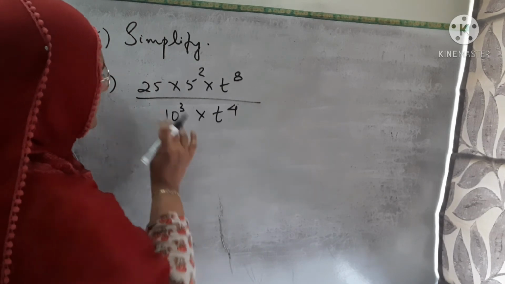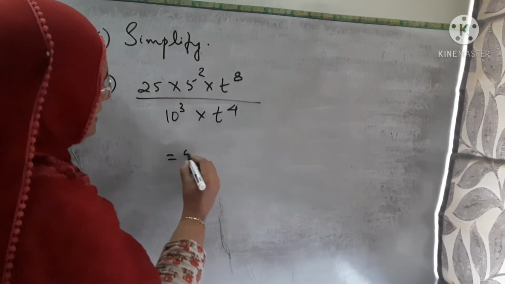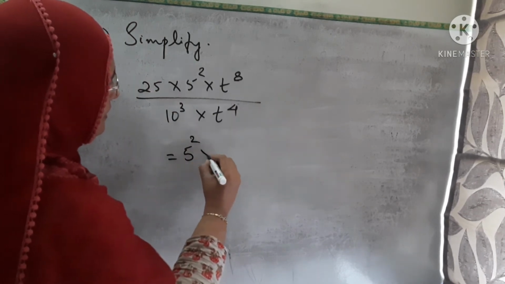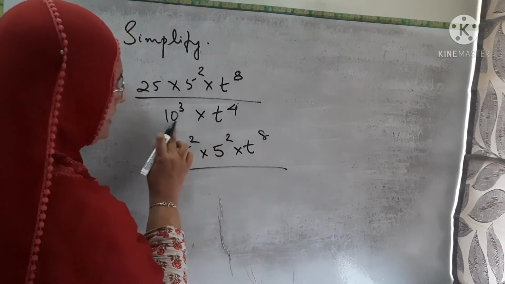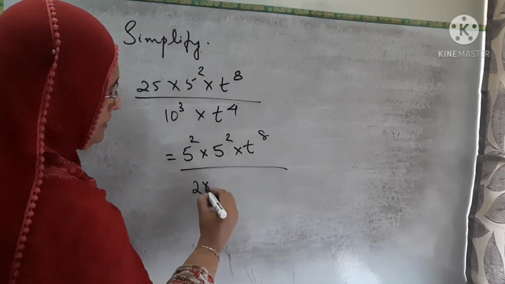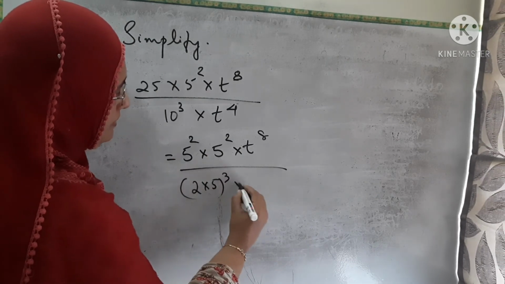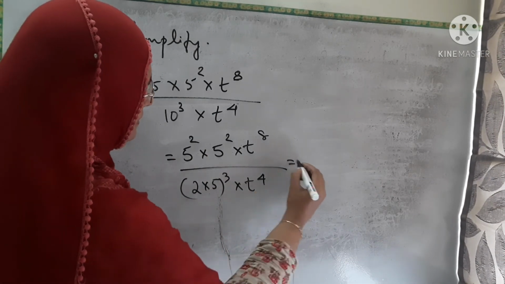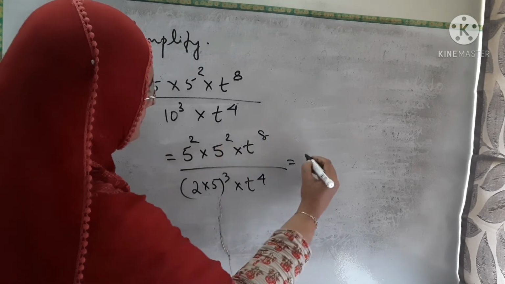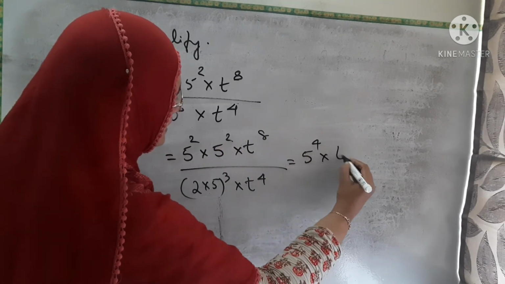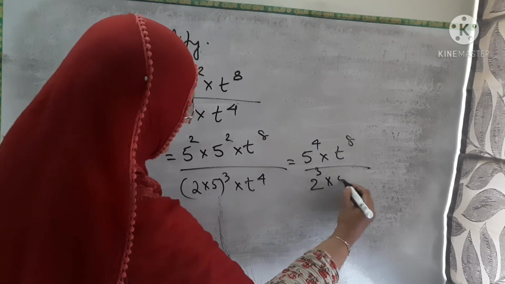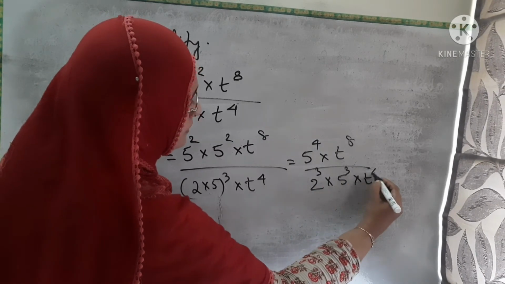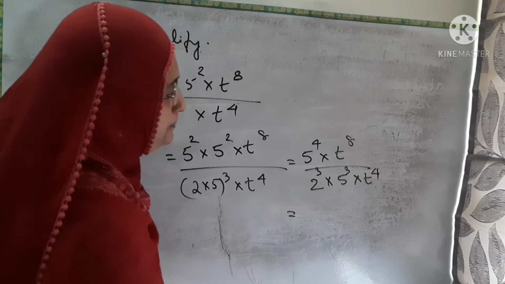See this one. 25 is 5 square into 5 square into 2 raised to 8. Then 10 you can write as 2 into 5, no? So 2 into 5 the whole raised to 3 into 2 raised to 4. So here 5 square into 5 square is 5 raised to 4 into 2 raised to 8, by 2 raised to 3 into 5 raised to 3 into 2 raised to 4.